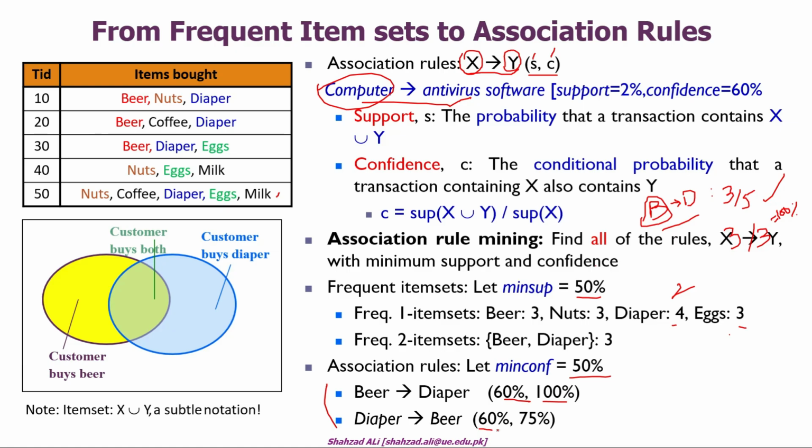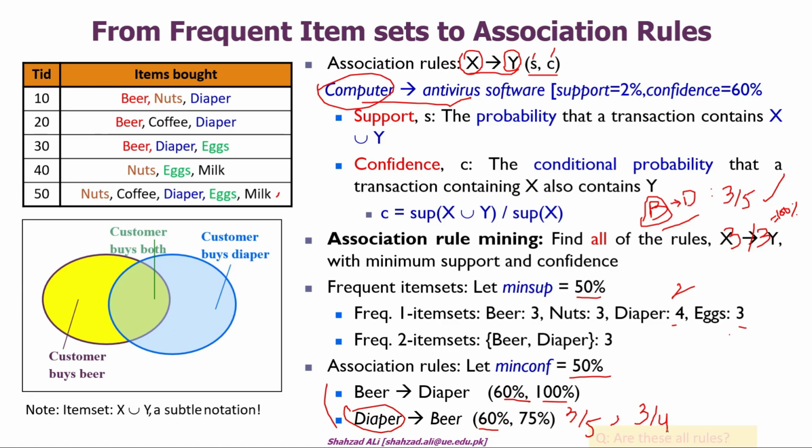The support of both beer and diaper is 3, and 3 by 5 is 60%. And if we calculate the confidence, it is the support of both, which is 3, divided by the support of X. In this rule X is diaper, so the support count of diaper is 4. So 3 by 4 is the confidence of this second rule, which is 75%.